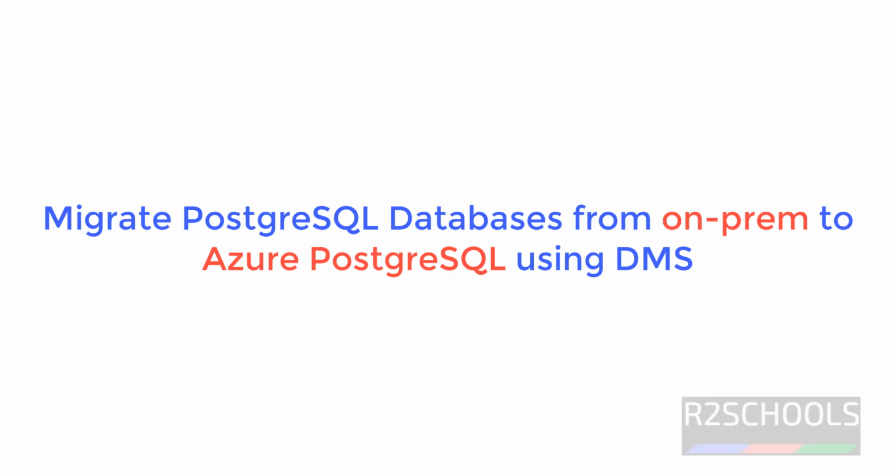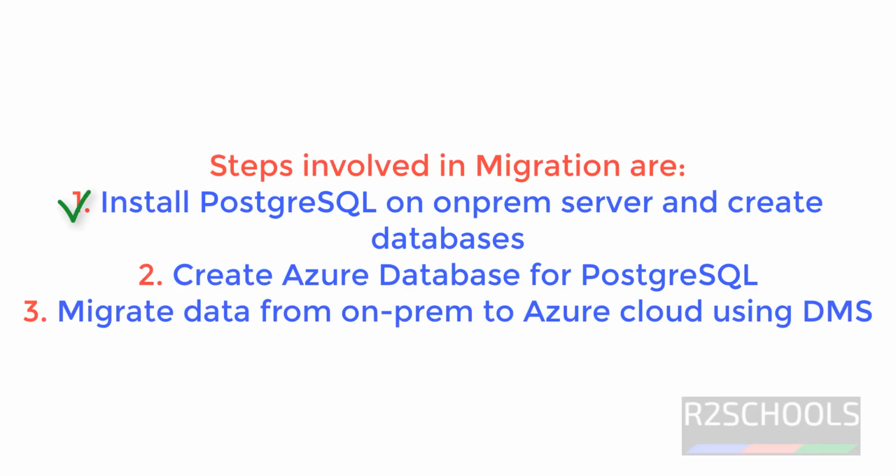Hello guys, in this video we will see how to migrate PostgreSQL databases from on-premises to Azure Database for PostgreSQL, which means Azure Cloud. So first we will install PostgreSQL on an on-prem machine, that is on an Ubuntu machine. Then we will create the Azure Database for PostgreSQL. Then we will create the Azure Data Migration Service, which is used to migrate from on-prem to Azure Cloud.